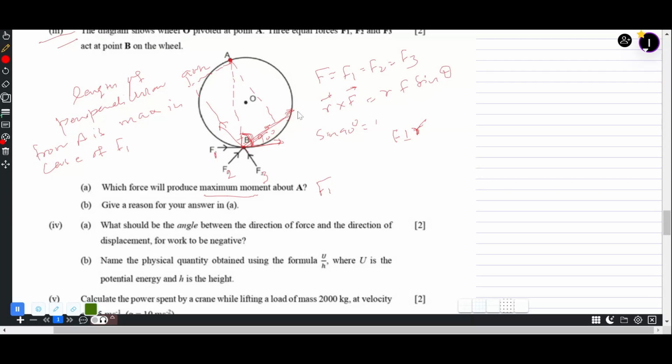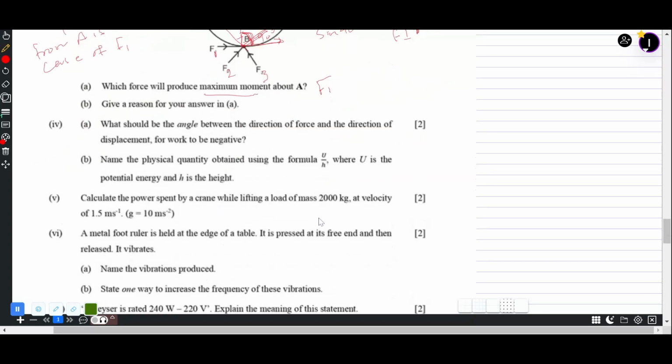Now next. What should be the angle between the direction of force and direction of displacement for work to be negative? So what is the formula for work? I think this is in your grade. Work is Fs cos theta. S is the displacement, F is the force, and theta is the angle between force and displacement. Correct? W is Fs cos theta or F dot S. That is there in your book.